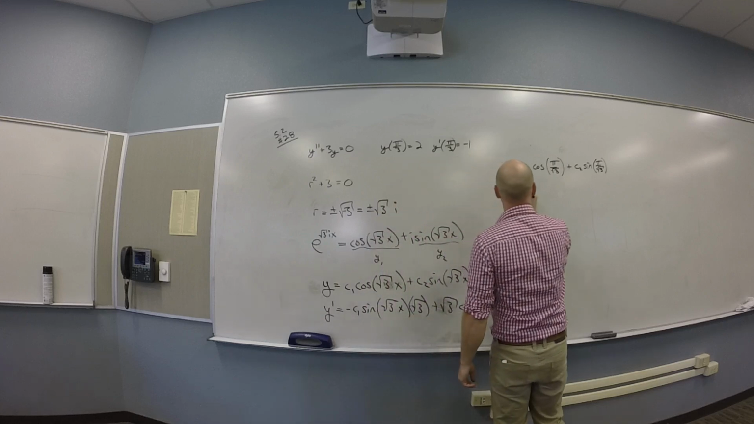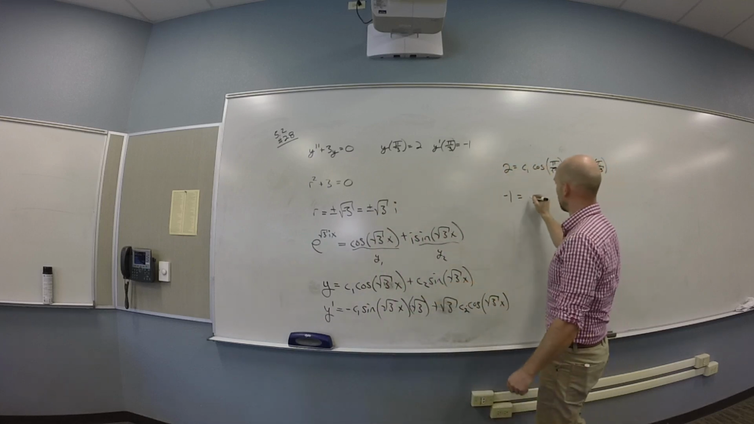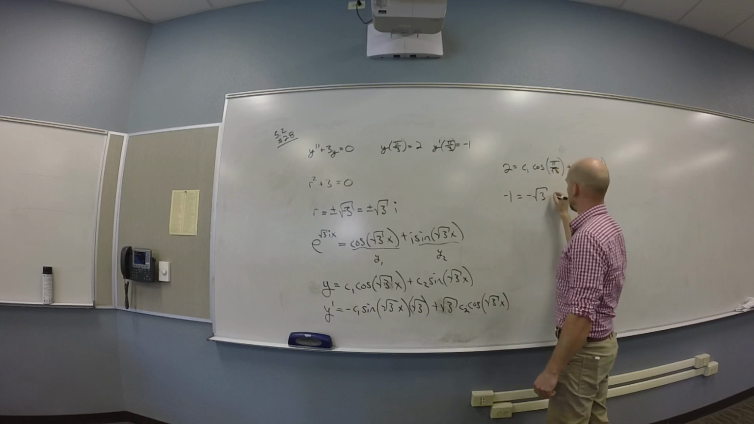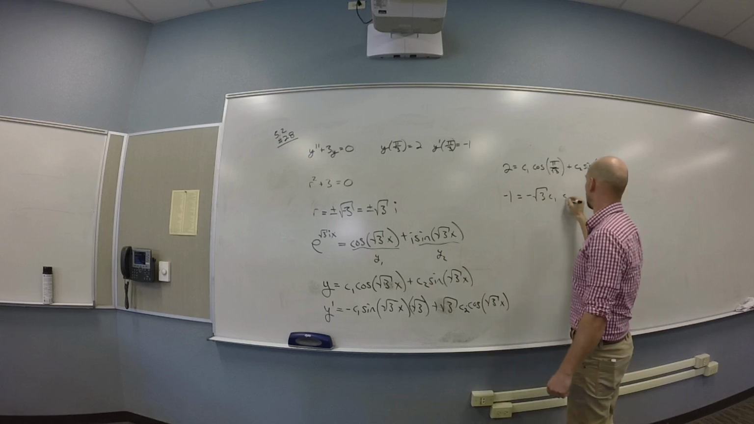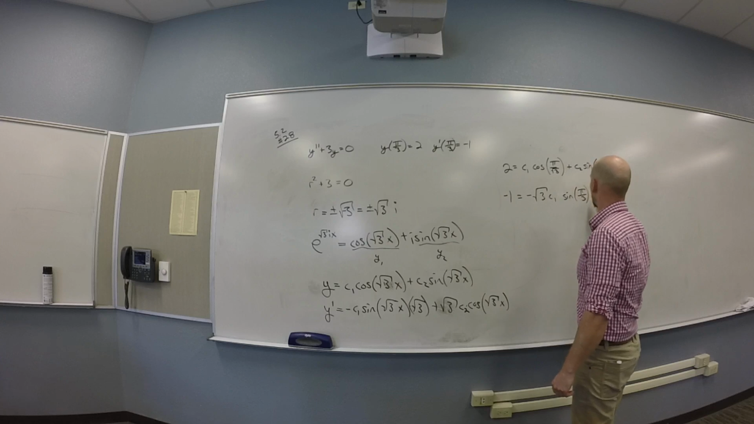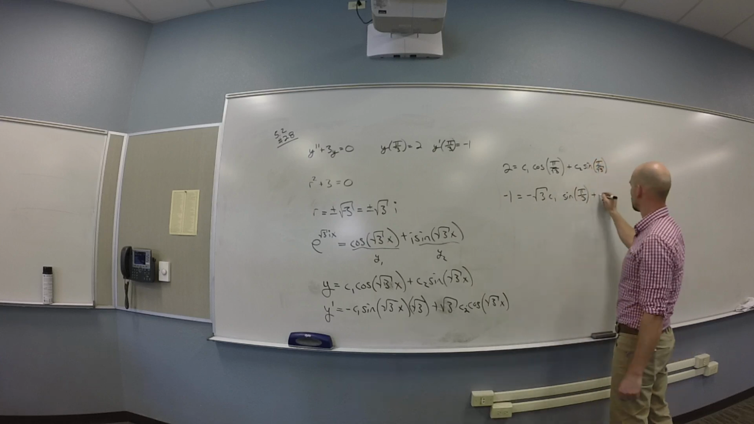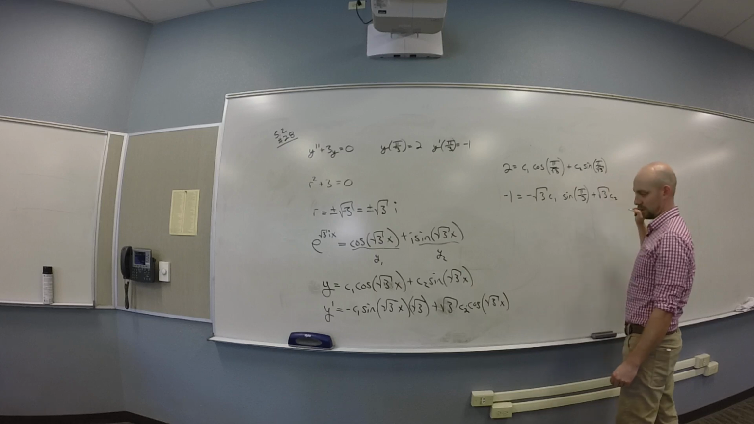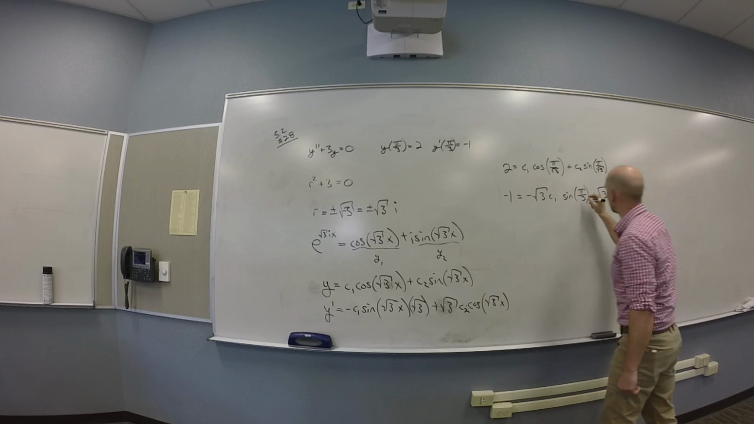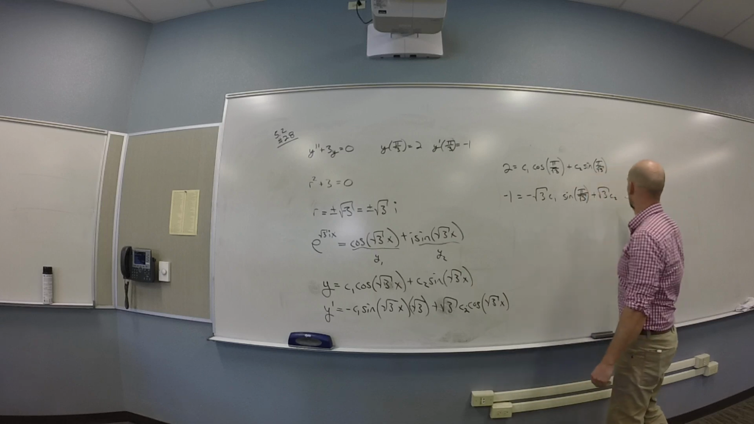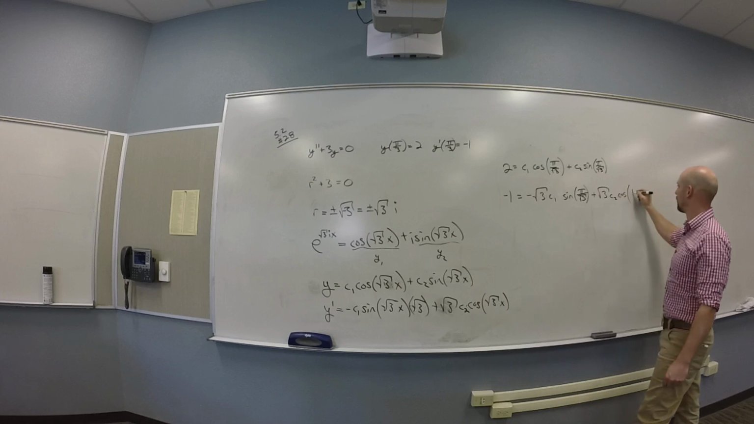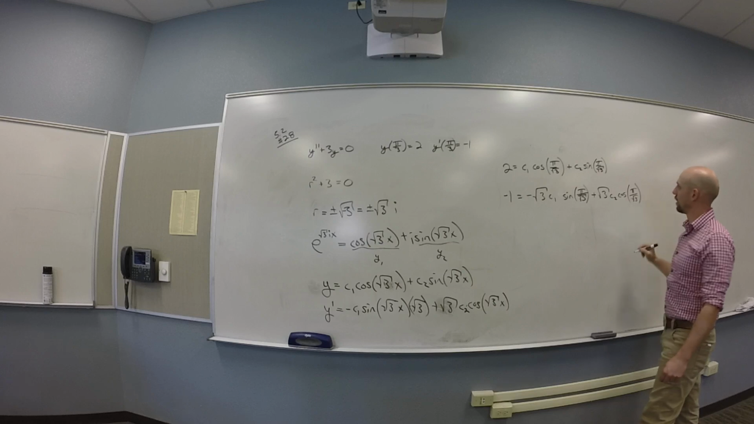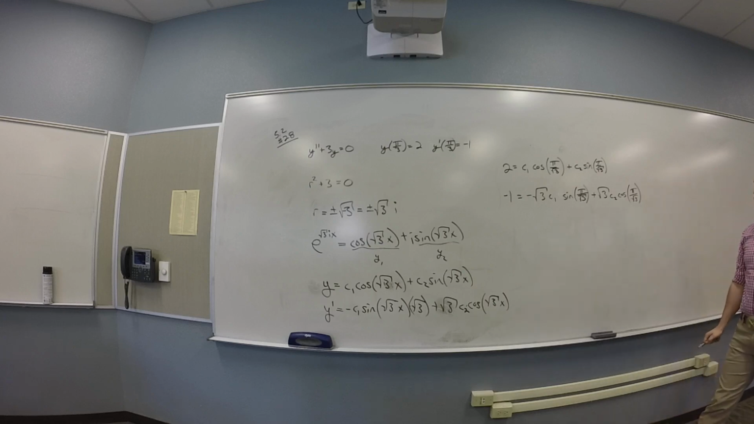So I got negative 1 is going to be negative the square root of 3 C1 times sine of pi over 3, and then we're going to have plus the square root of 3 C2 cosine of, again, pi over the square root of 3. Okie dokes. Now, don't do that yet.